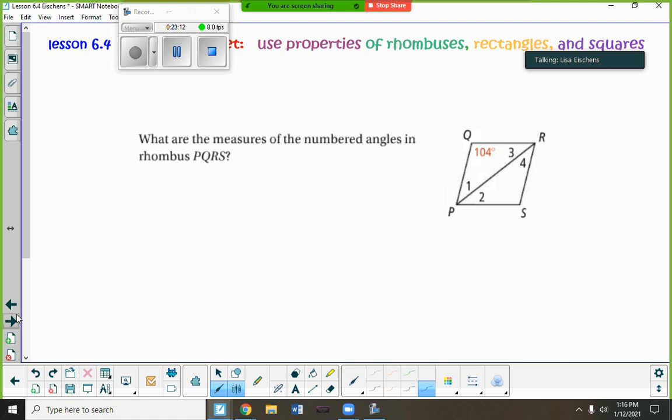Next, what are the measures of the numbered angles in a rhombus? So a couple ways you could do this. I hadn't thought of this yesterday when I did this lesson, but all the sides are congruent. So if you look at this triangle, this is an isosceles triangle. So you can take 180 minus 104, and that gives you 76. So these two angles are 76 divided by 2, which is 38. Those are both 38. And we know that the angles get bisected. So if this is 38, this one's 38, and this one's 38.